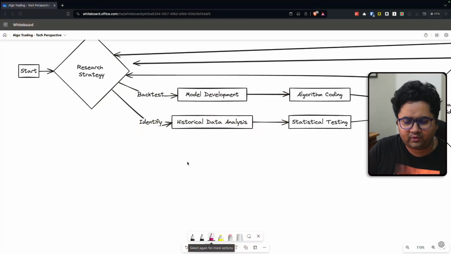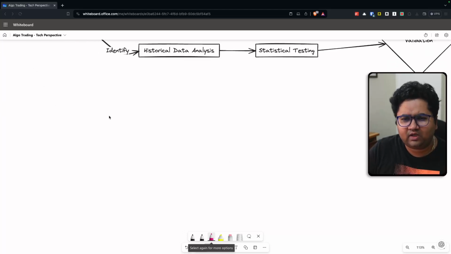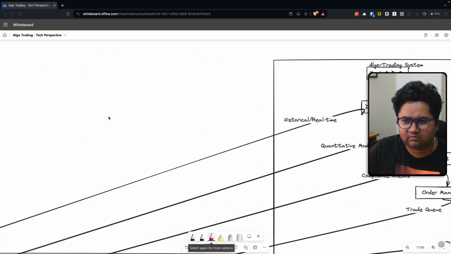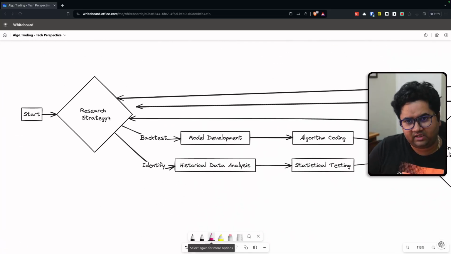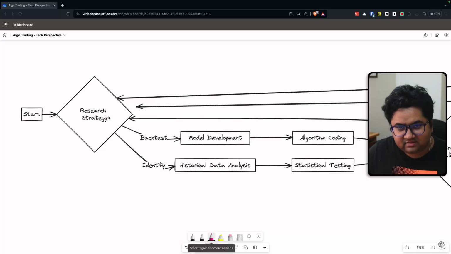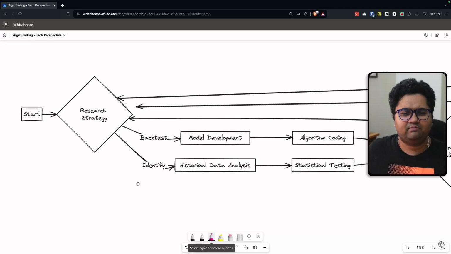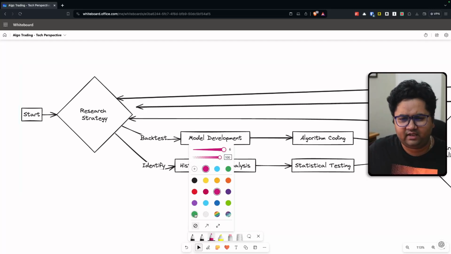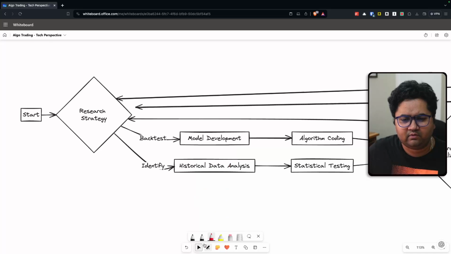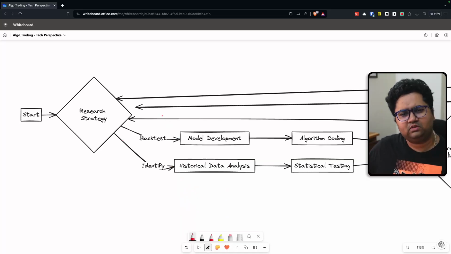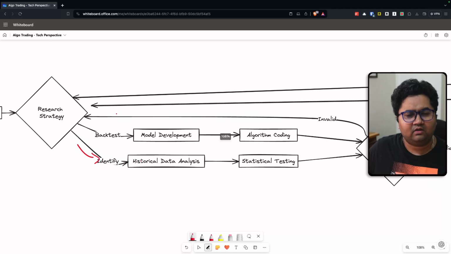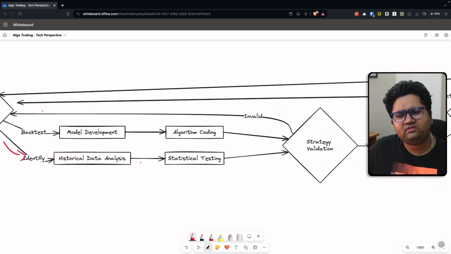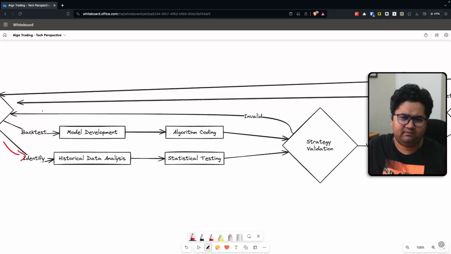So what I have today is two images. One image is here and the other is here, and I will try to talk in detail about each. The starting point for most conversations is some sort of research and strategy, right? And we'll talk about how to get into it from a technology perspective. So what we're trying to do is research around strategy. How do we start? We start by identifying some data. We do historical data analysis. We do statistical testing and we do some strategy validation, right?